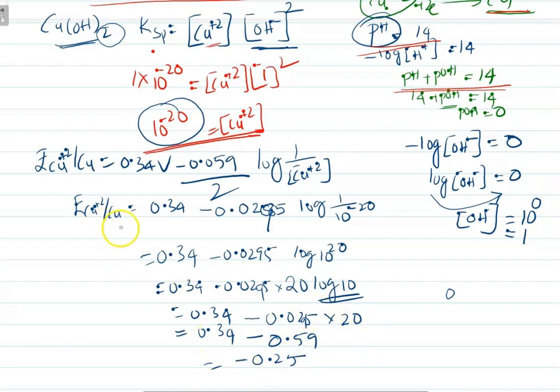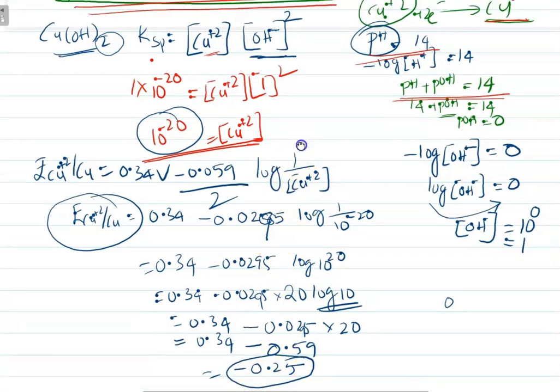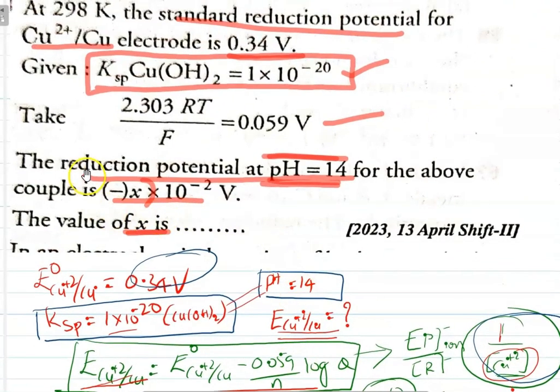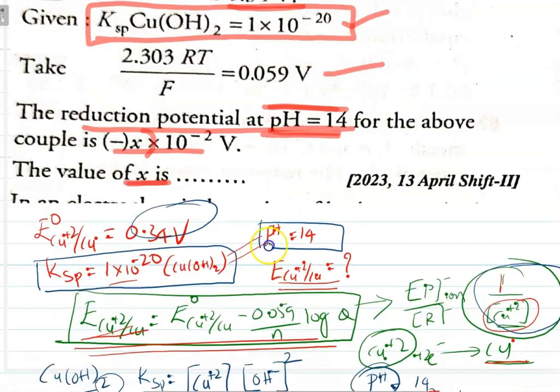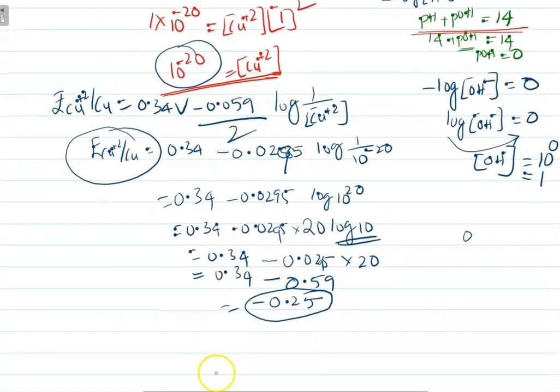So you got the electrode potential value as minus 0.25. Now let's go back to our question. What is given is the reduction potential of the above as minus x into 10 to the power of minus 2. That means whatever answer we got, we need to write in terms of 10 to the power of minus 2 into minus x. So 0.25 is equal to x into 10 to the power of minus 2, correct, because he has given it. E cell is equal to minus x into 10 to the power of minus 2, and we want the x value.